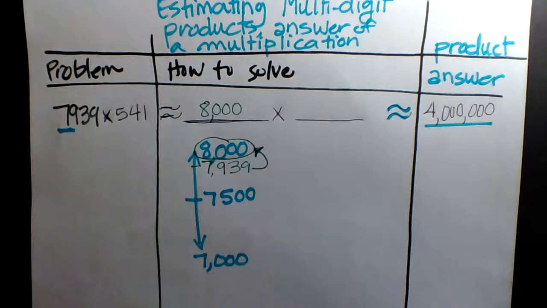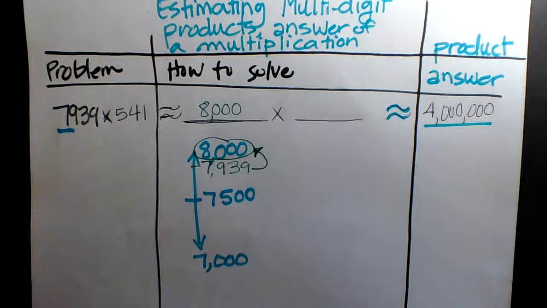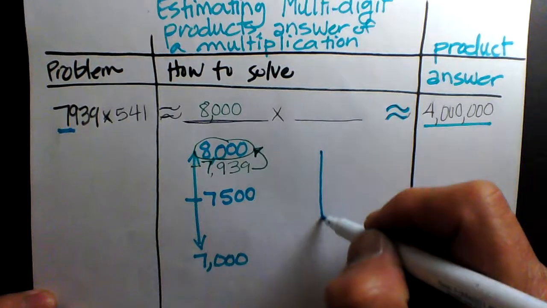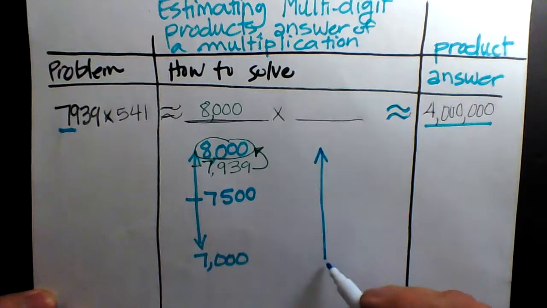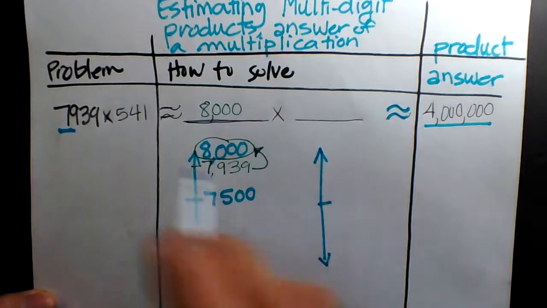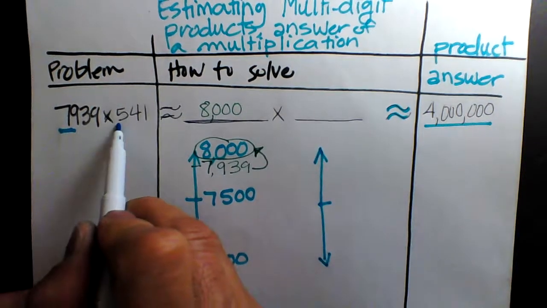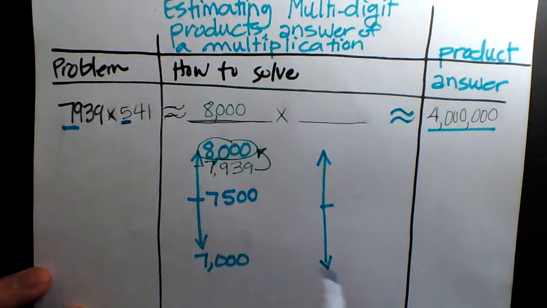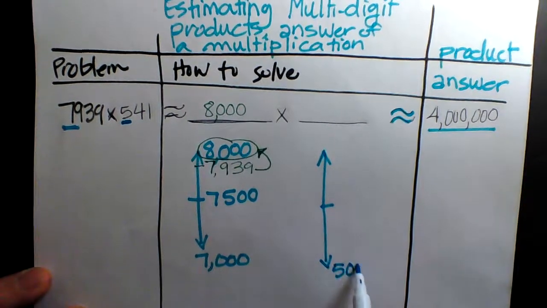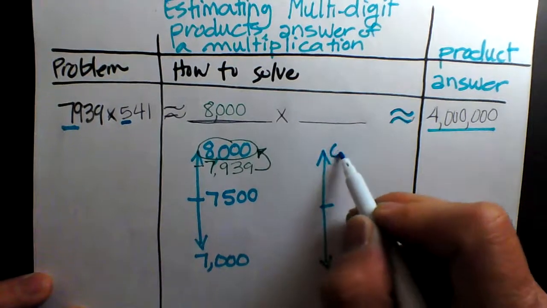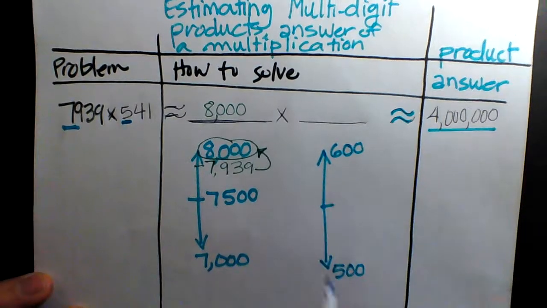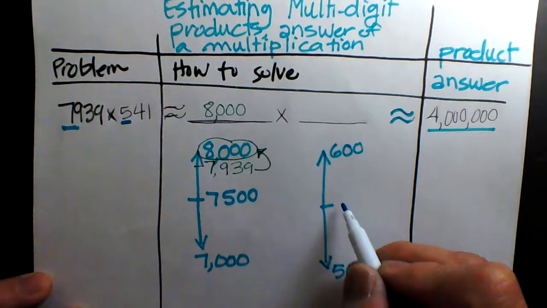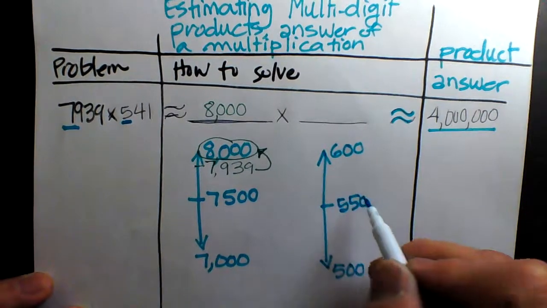Okay? Now we're going to round the second number, which is 541. So let's use our regular tool. The number is 541, so we're going to round to the nearest 100. We know that the least is 500 and the next 100 up is 600. In between those two, the midpoint is 550.